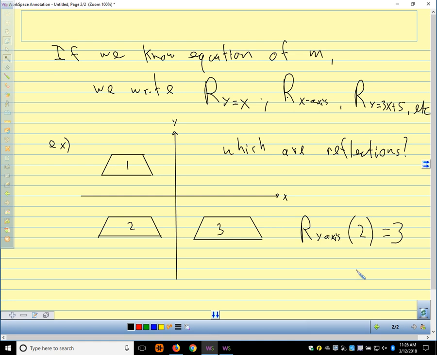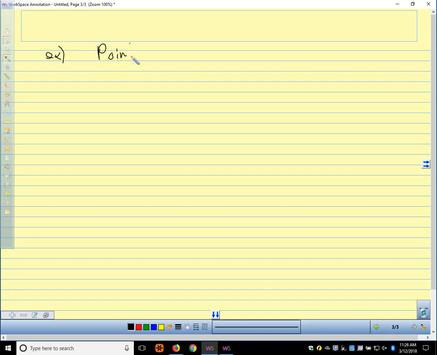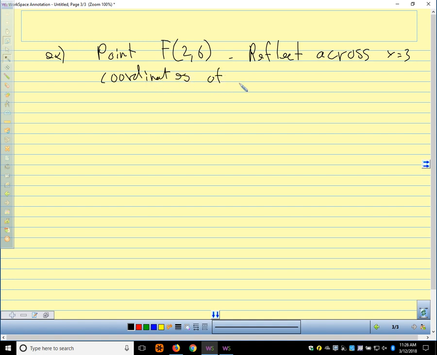Okay, let's translate some points. Or sorry, reflect some points. We translated points on our opener. So we have a point F, which is at 2, 6. And we want to reflect across the line y equals 3. We want the coordinates of this reflection.